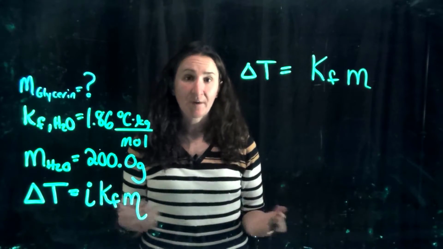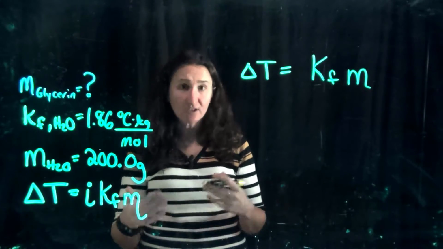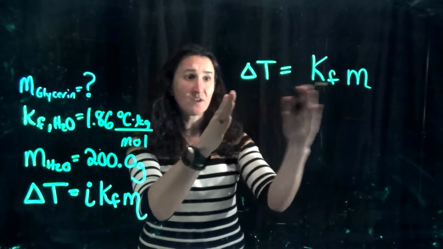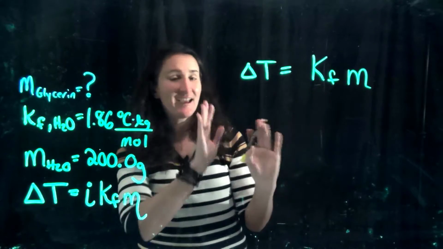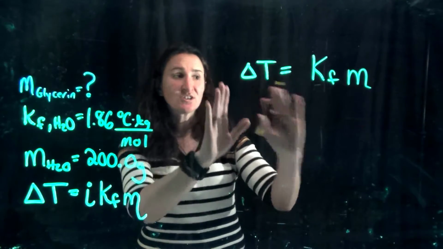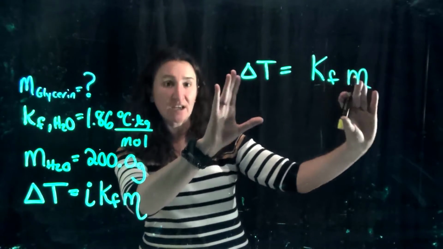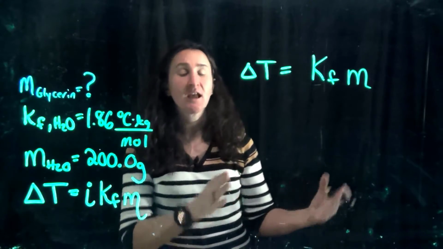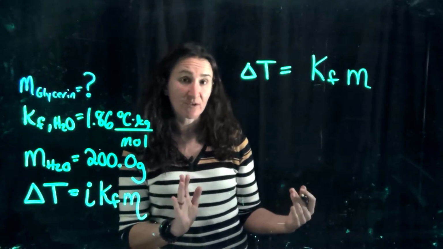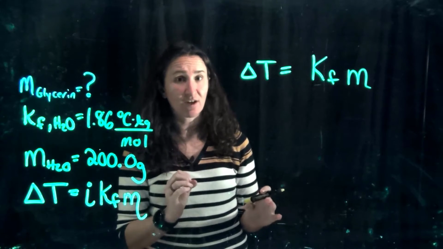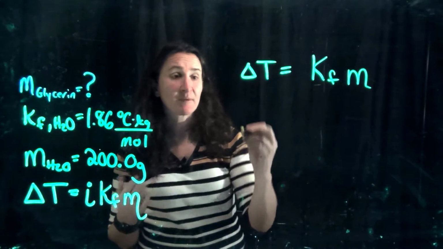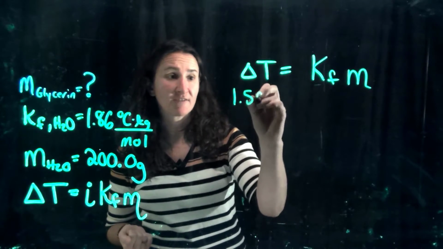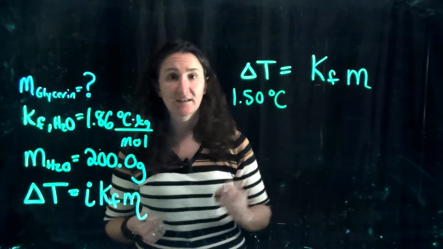First step, first variable, change in temperature. How much are we changing the temperature? If we put negative 1.5 into my equation, I'm going to end up with a negative mass. That doesn't make sense. We're assuming it's going to be freezing point depression, so we're assuming we're lowering it, and we're lowering it by 1.50 degrees. The freezing point of water is 0 degrees. So what is my change that I'm expecting to see? I'm expecting to see a change of 1.50 degrees Celsius.